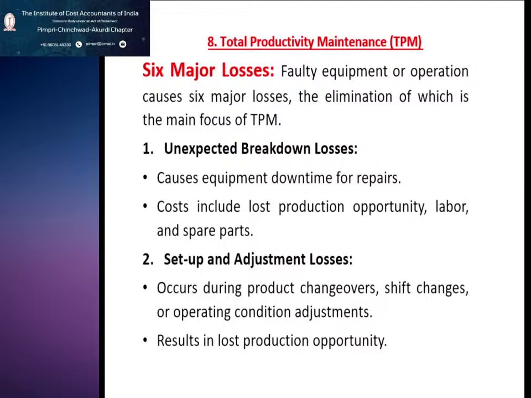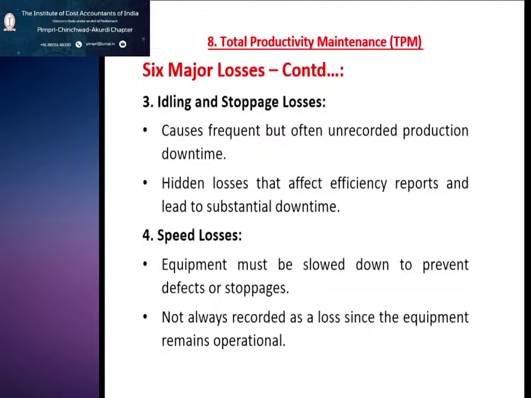Another loss which is inherent in setup and adjustment loss is the lost production opportunity. Because of the downtime or the new setup of the product changeover or shift changes, there are losses, and those losses result in loss of production opportunities. Third major loss is about idling and stoppage loss. This loss is caused because of frequent but often unrecorded production downtime. Another feature of such losses is that hidden losses affect efficiency reports and lead to substantial downtime.